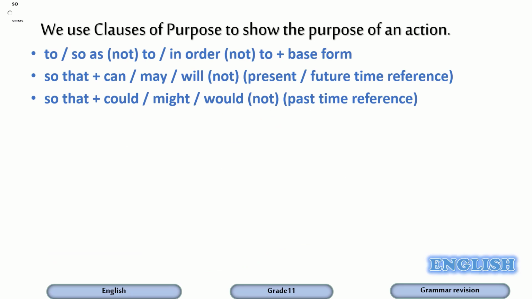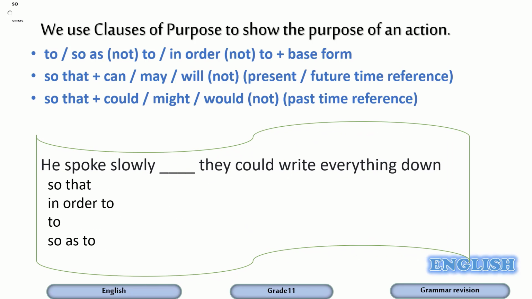Move on now to the clauses of purpose, of course, to show the purpose of an action. And we have different ways to express the purpose. According to this rule, can you answer the following? He spoke slowly. They could write everything down. For example, when the teacher tries to speak slowly and clearly.